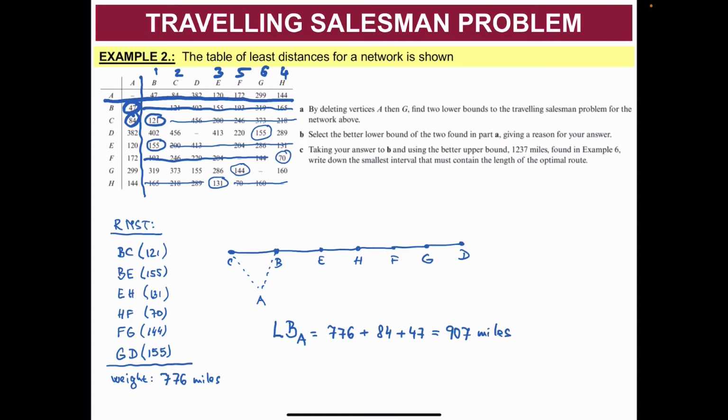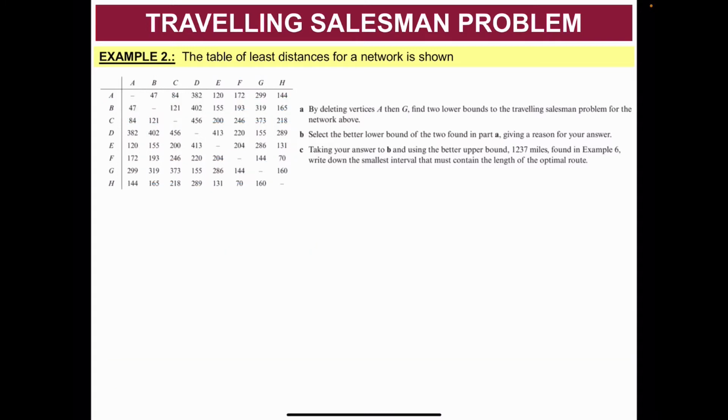I'm going to do the same with the G. So I am deleting G first. G deleted. I just want to see the smallest ones would be 155 and 144. Okay, so I'll delete these. I'll start with A, let's say. Actually, it doesn't matter which one you start at. So AB is 47. This is the residual minimum spanning tree.